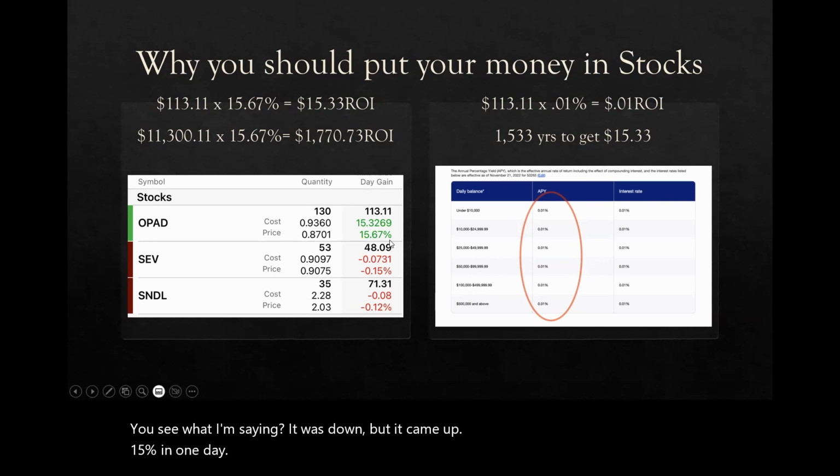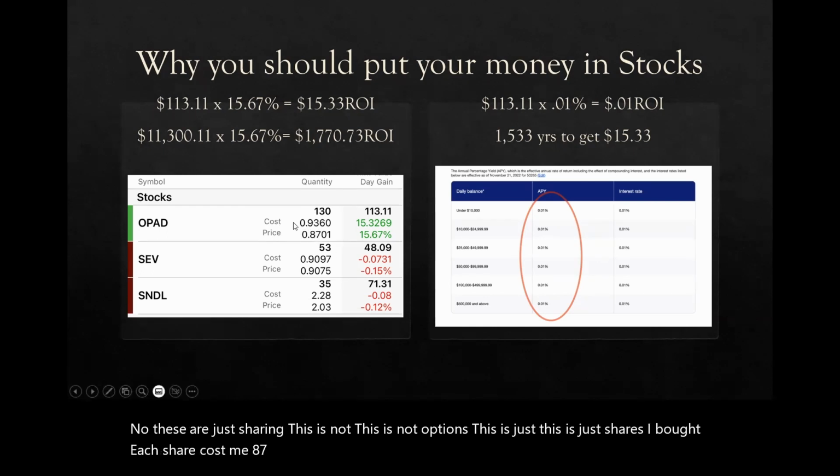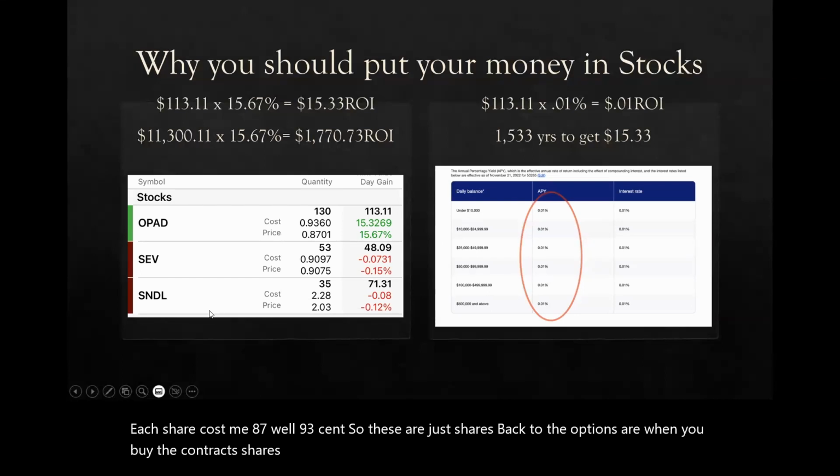So this was a call option. No. These are just shares. This is not options. This is just shares. I bought, each share cost me 93 cents. So these are just shares. Back to the options are when you buy the contracts. Shares is when you actually go and spend the money for the share.